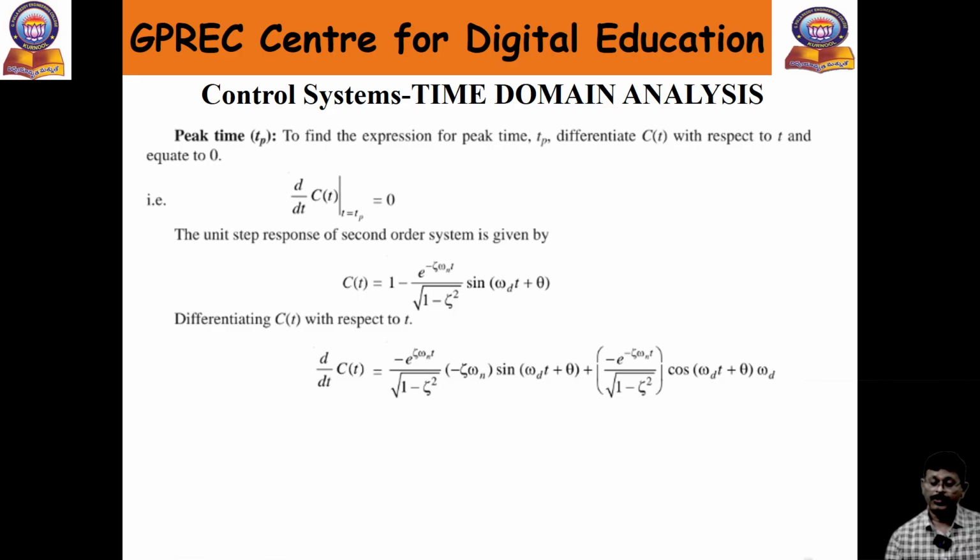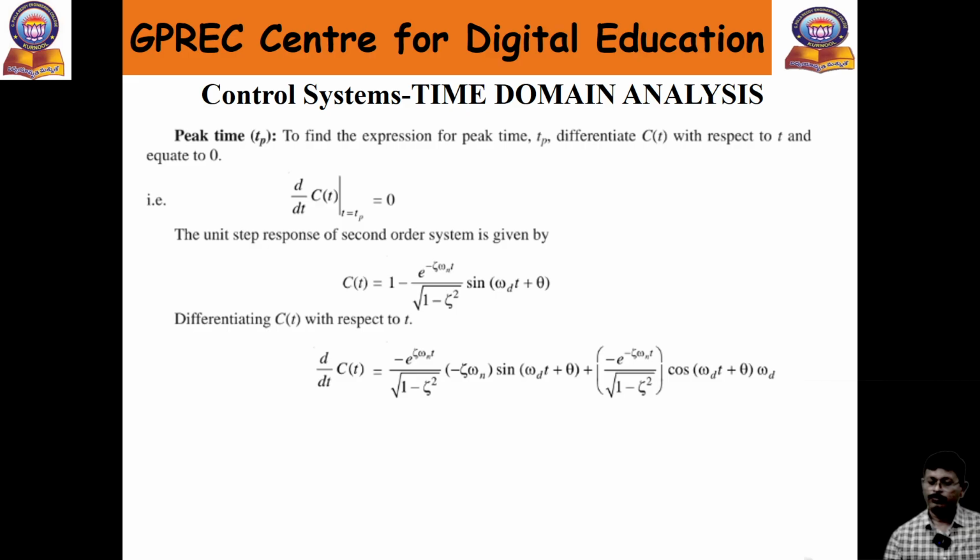Then coming to peak time. To find the peak time, what is the peak value? In mathematics, when you have to find the maximum value or peak value, what do you do? Differentiate the same equation with respect to t and make it 0.